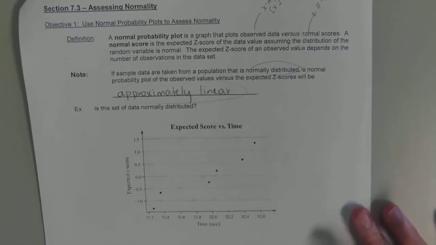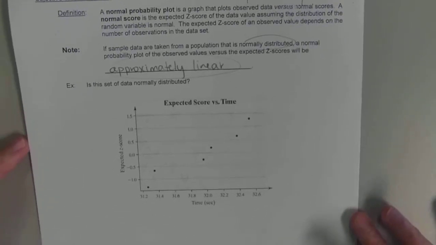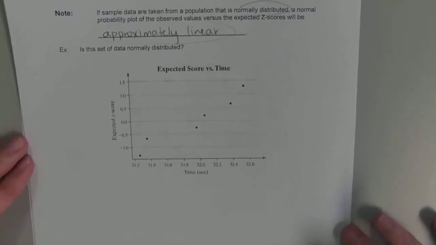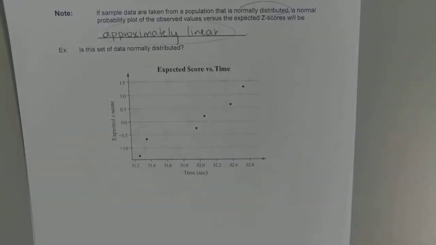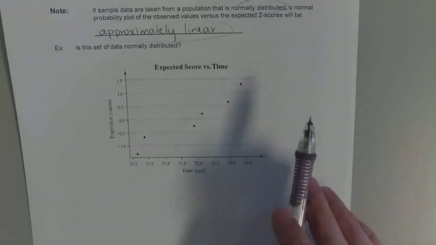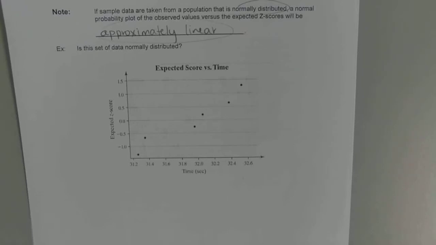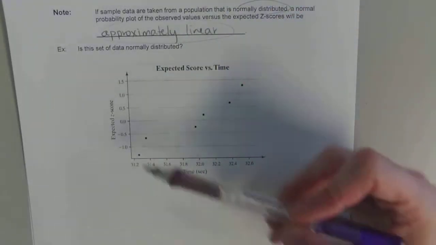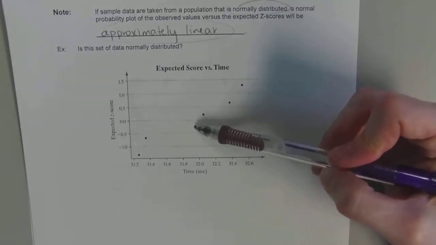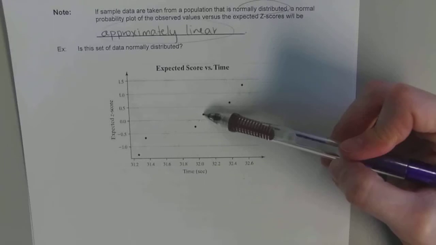So looking at this, say these are the times to run 200 meters when you're in junior high or something. I didn't do track. Okay, so assume these are the scores to run a 200 meter dash in junior high. These are times from 31.2 seconds to 32.6 seconds. What they would do is find the mean and standard deviation, find the z-score for each, and plot them. So notice the average was probably around 32 or so, because anything less than 32 had a negative z-score, anything more than 32 had a positive z-score.